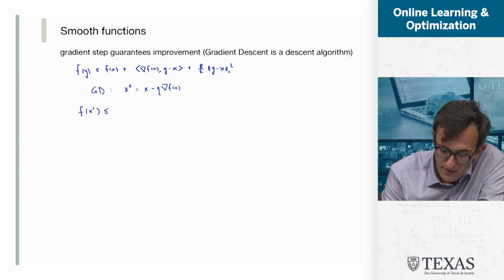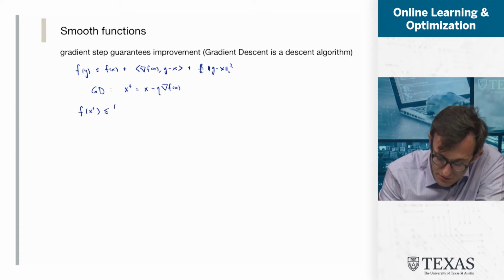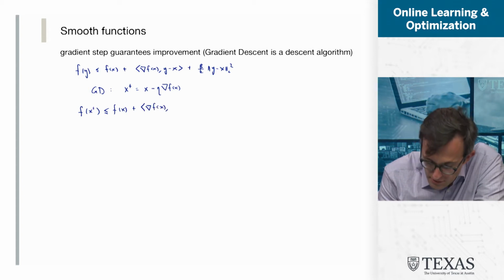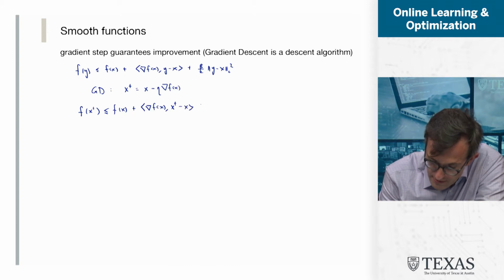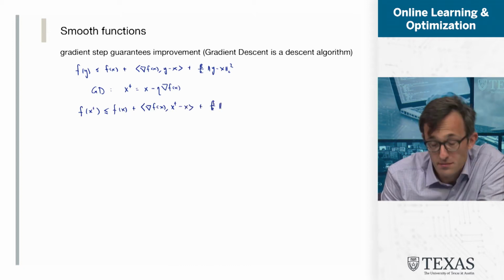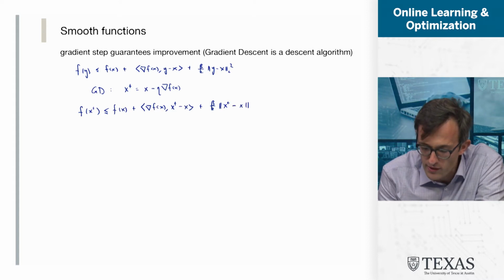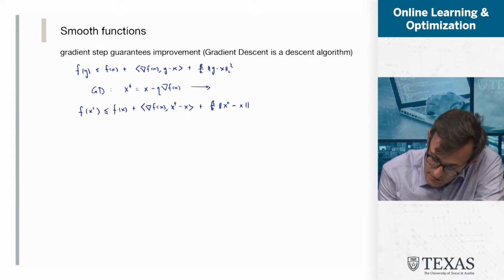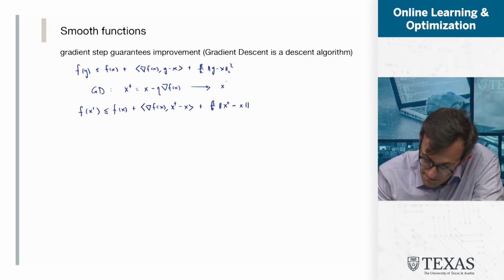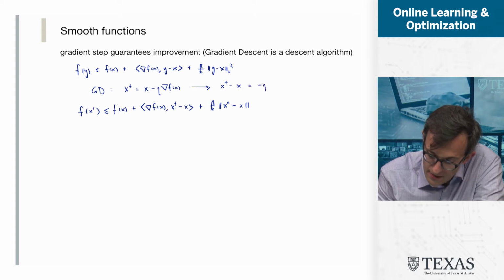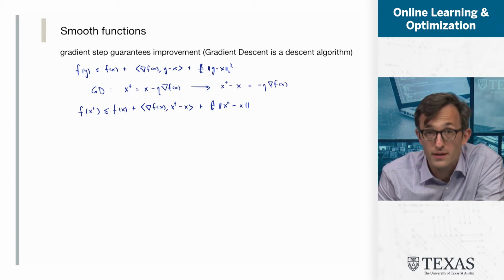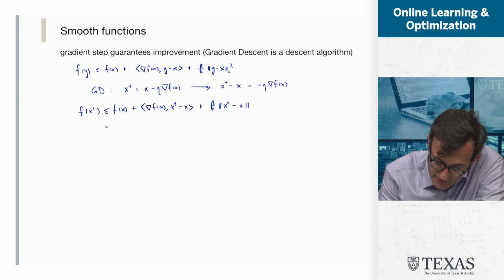So plugging in above, I get that f of x plus is less than or equal to f of x plus gradient of f of x times y minus x, where y is my x plus, so this is x plus minus x, plus beta over 2 times the norm of y minus x squared. Again, y is x plus. Now what is this x plus minus x? Just looking at my iteration, x plus minus x is equal to minus eta times the gradient of f of x.